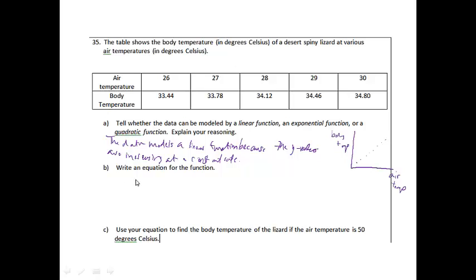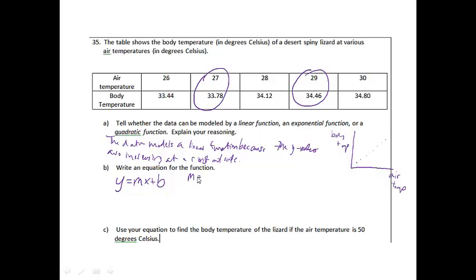Okay, the next one, it says to write an equation for the function. Well, I know that if it's a line, we're going to use y equals mx plus b. And when I find a line, I need 2 points so that I can find the slope. So we can pick any 2 points in the line. I'm going to pick this one and this one, not necessarily the same ones that you picked.